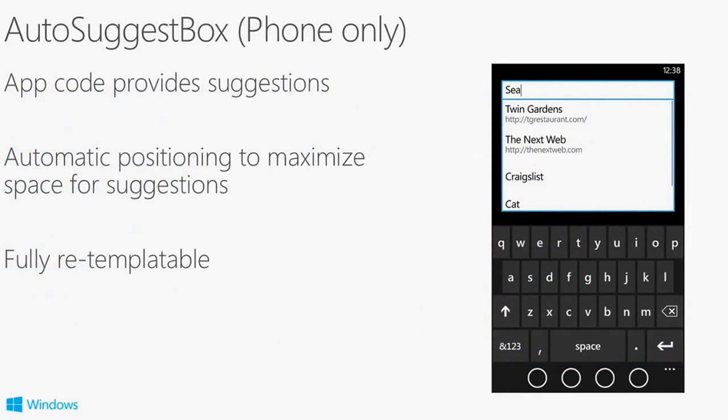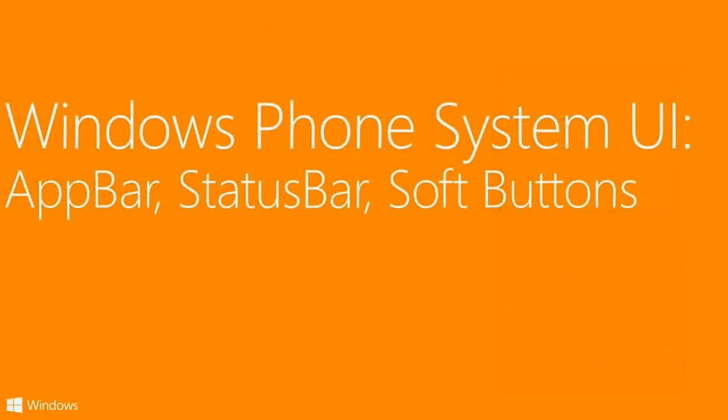So that's nice. We've got auto suggest boxes, another phone-only control, where you write some code to provide suggestions, and it will give you back selections so that you can tap on one to select it.